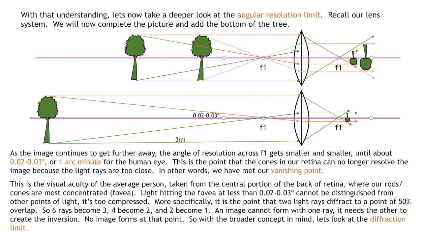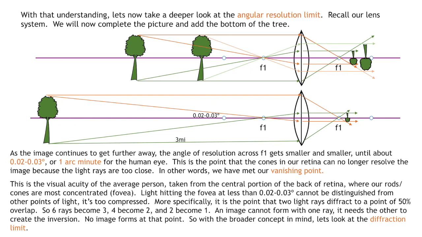So as the image continues to get further away, so now looking at the middle diagram, the angle of resolution across f1 gets smaller and smaller. As you can see between the two pictures, as we move this tree out to our left, that angle is getting smaller and smaller until it gets to about 0.02 to 0.03 degrees, or 1 arc minute of the human eye. And this is the point that the cones in our retina can no longer resolve the image because the light rays are too close. In other words, we have met our vanishing point, and the information cannot be resolved.